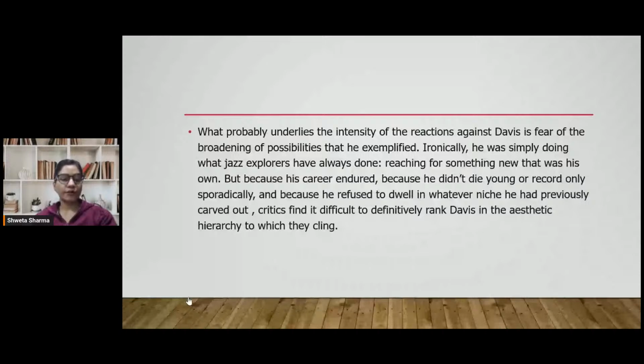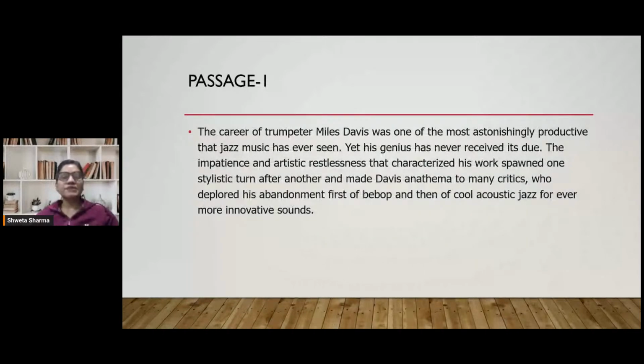Okay, let's have a look at the passage together since we have questions now starting. What does the paragraph talk about? The career of trumpeter Miles Davis was one of the most astonishingly productive that jazz music has ever seen. Right? So here we are talking about Miles Davis, that his career was one of the most astonishingly productive careers. They were not expecting that his career would be this productive, but it is very surprising to see that his career came out to be the most surprisingly productive career amongst the jazz music that was ever there.